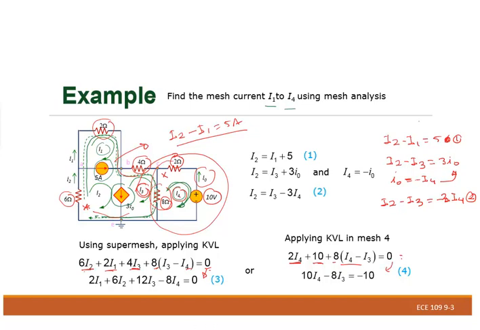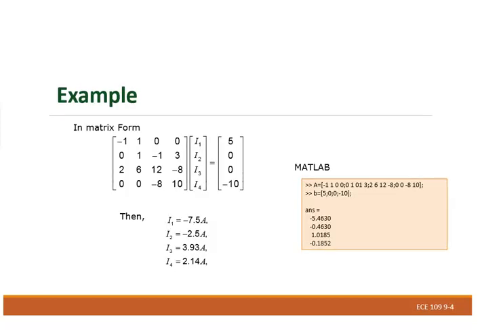So again, change the color back again. I'm going to have the blue one here. Equation number 1, equation number 2, equation number 3 here, equation number 4. So we have 4 equations for 4 unknowns. We can put them in matrix form, as you can see like this here. Then from here, using the calculator or MATLAB, we can find I1, I2, I3, and I4 mesh currents.